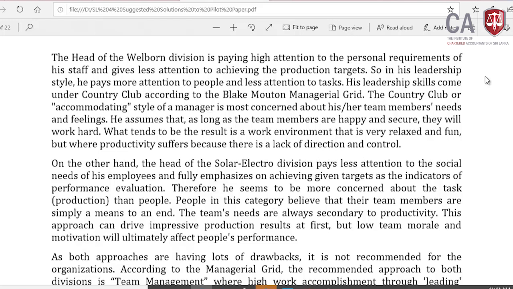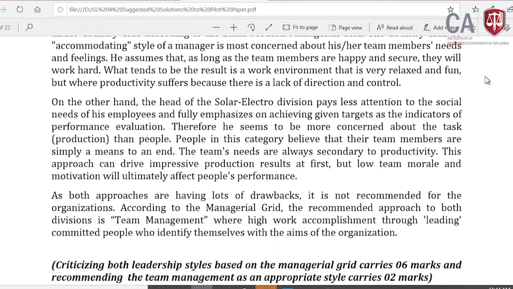The Country Club or accommodating style of a manager is most concerned about his team members' needs and feelings. He assumes that as long as the team members are happy and secure, they will work hard. What tends to be the result is a work environment that is very relaxed and fun, but productivity suffers because there is a lack of direction and control. Look at the next para. Examiner may be talking about the Solar Electro division style.